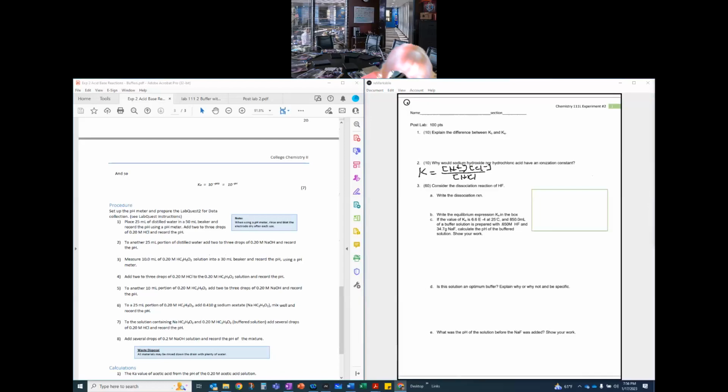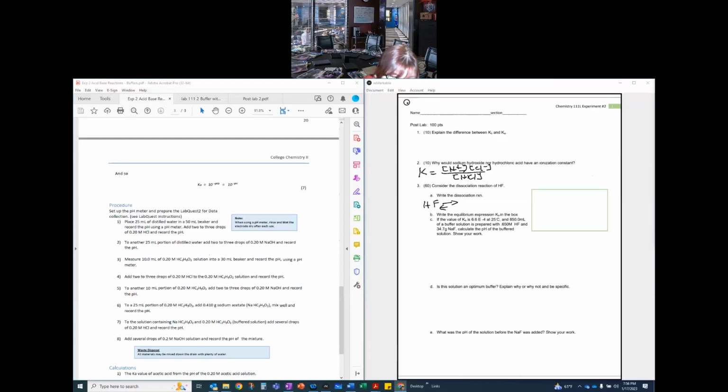So that's what it would look like for HCl if it existed, and it doesn't. Why not? Explain to me why not. Okay. Let's talk about the dissociation reaction of HF. You need to write that dissociation reaction. So HF coming apart to give me the two components, the H plus and the F minus.